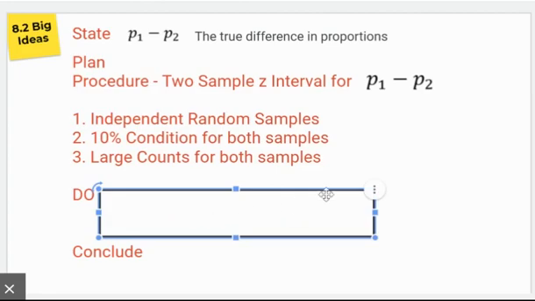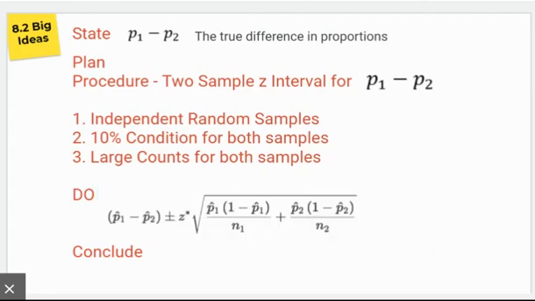When we get to the do, we're going to write our generalized formula, we're going to write our specific formula, and then show the work. Well, the specific formula looks like this. You've got your point estimate right here, p hat sub 1 minus p hat sub 2, plus or minus your critical value times the standard error. And remember, this is standard error and not standard deviation because we are using p hat sub 1 and p hat sub 2 in these spots instead of p. And then you've also got your first sample size and your second sample size. So all of this together is your standard error.